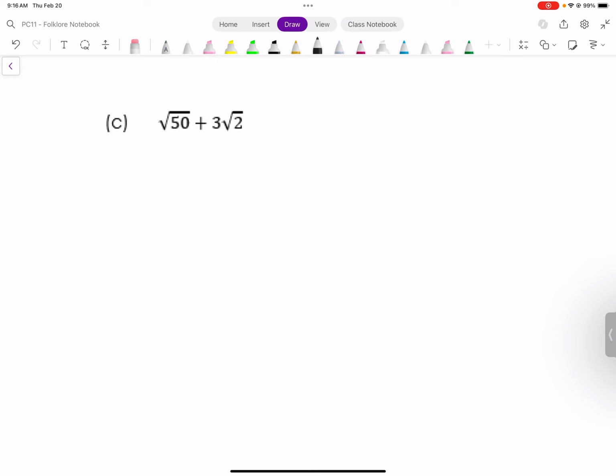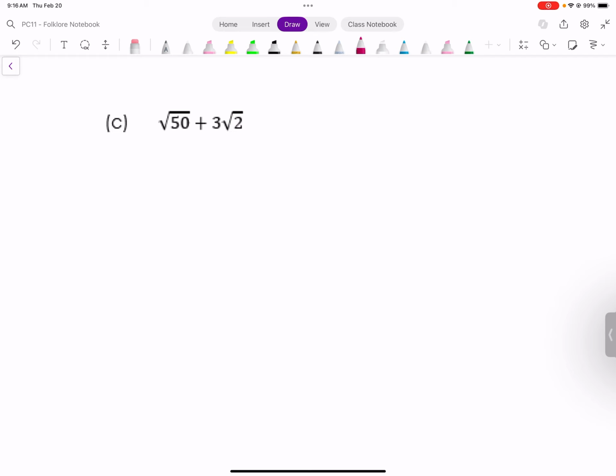At first glance, these seem like they are unlike. However, I wonder if there's a way to make them like. And if I'm looking, I can recall my skills of simplifying radicals. So the square root of 50, I'm going to try to simplify and see what comes up. I have a strong feeling that it's going to simplify into the radical root 2. But let's see that journey.